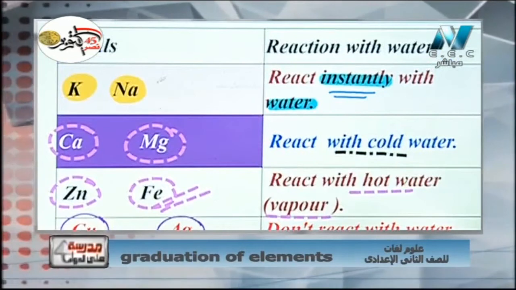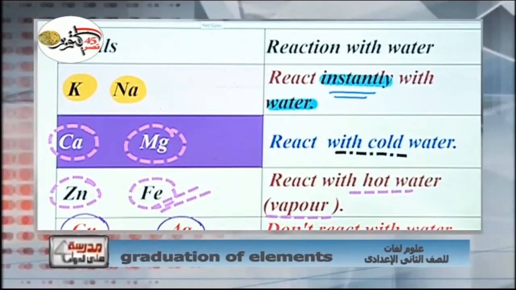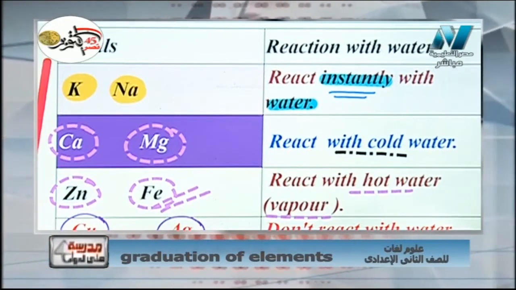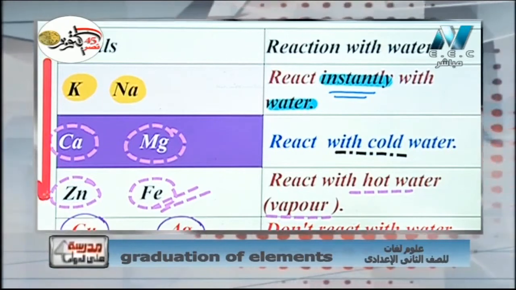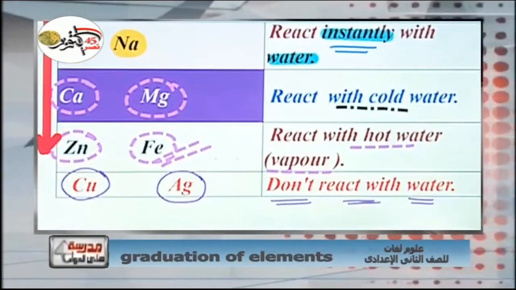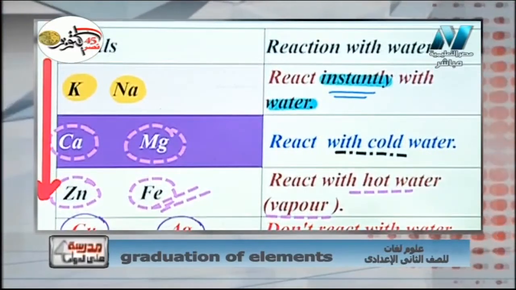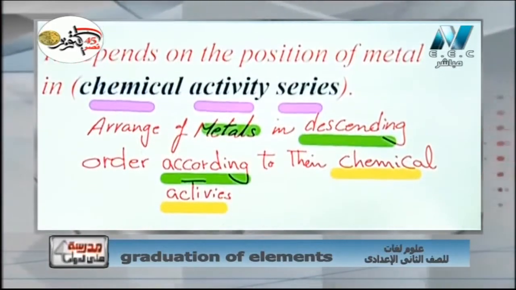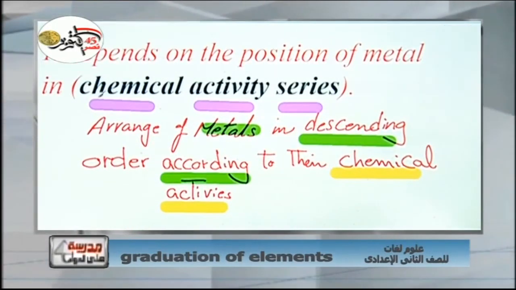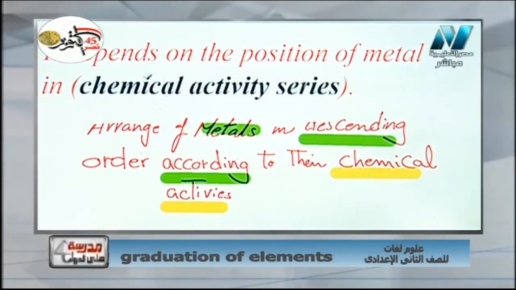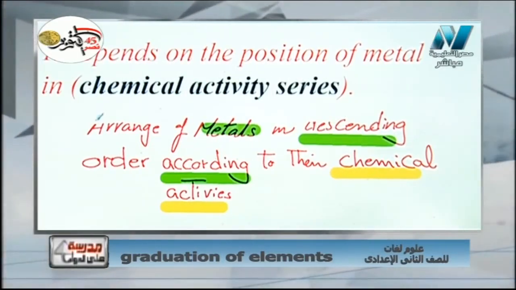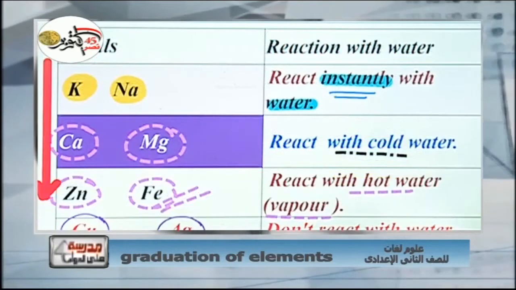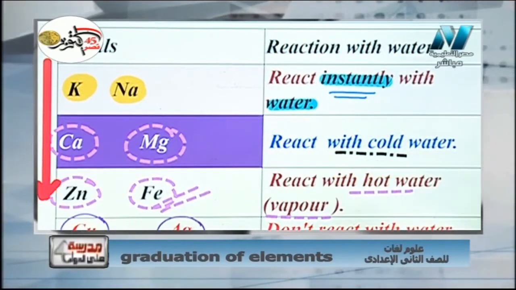So we have, زي ما احنا شايفين, a range of metals in what? In descending order, يعني from the most active to the least one, من الأكبر للأصغر, in descending order according to their chemical activity. يبقى احنا خدنا مع بعض the chemical activity series, and we know a range of metals in descending order according to their chemical activity. And we know now the table illustrates the chemical activity series.